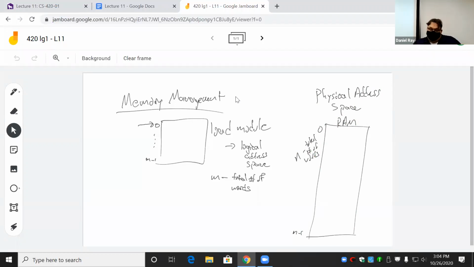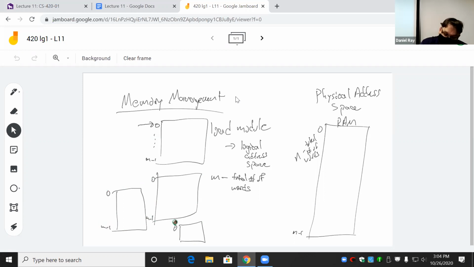Okay? So since we've got a bunch of these load modules, all of different sizes, that are all competing, these are all running processes, they all have their own logical address space with different values of m. Okay, so every process gets to think that its memory starts at 0 and goes to m minus 1. We need to load these into this physical address space. And what's in here, by the way?